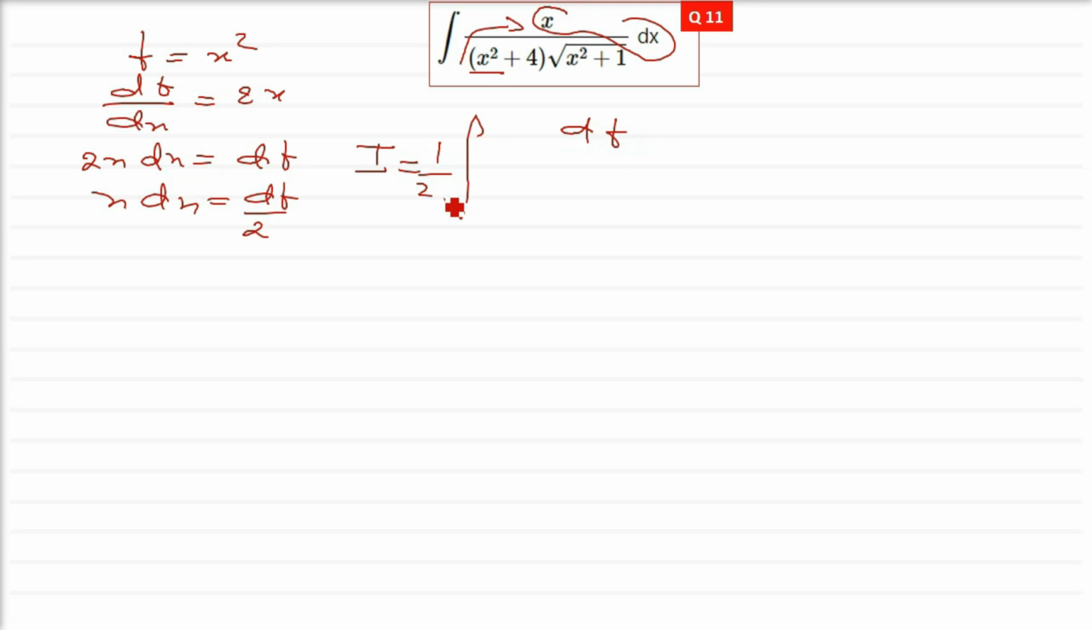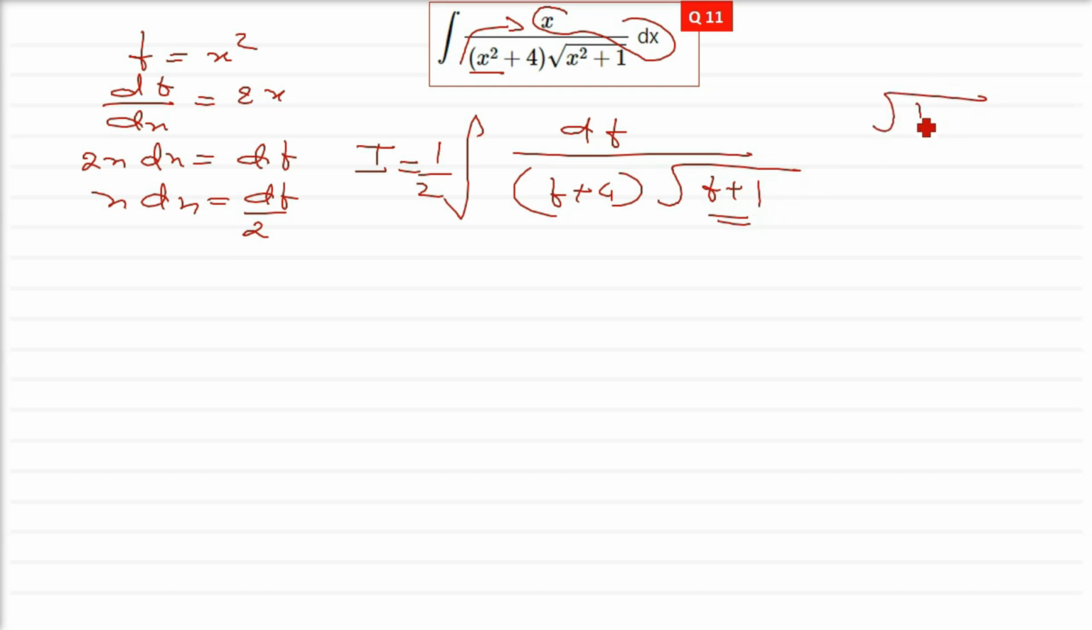Half I am taking outside, as we have been doing in many questions earlier. x square is t, so t plus 4 here, under root t plus 1. Now we need to get rid of this under root. That was the basic idea when we started this exercise. So this is a linear expression. We can go along with this.